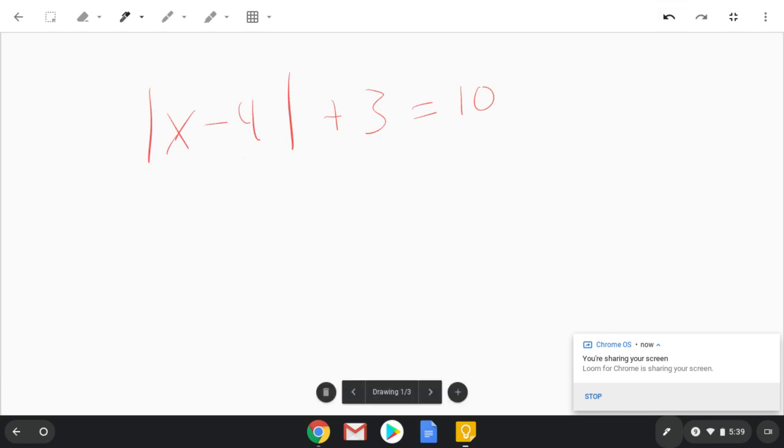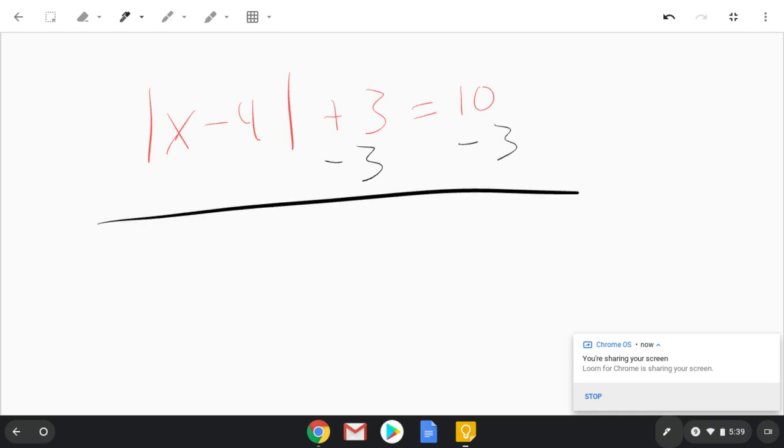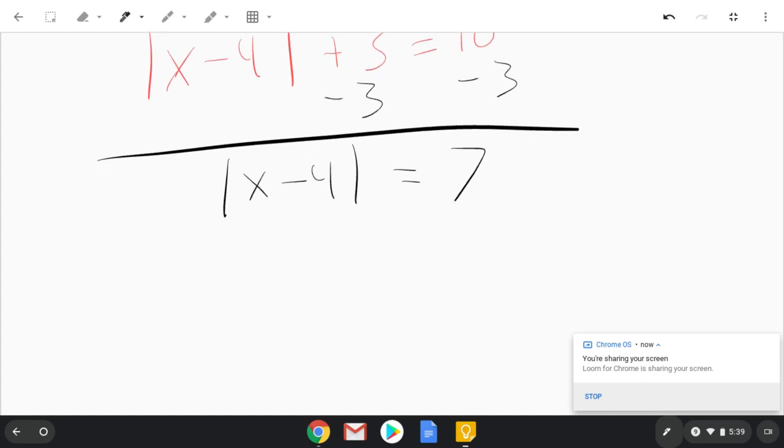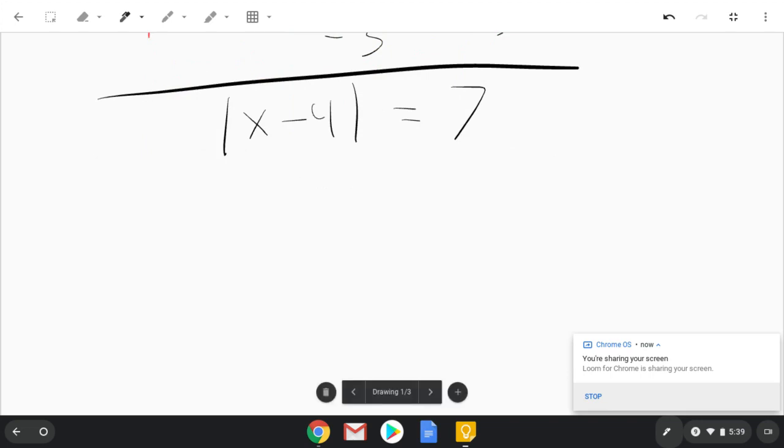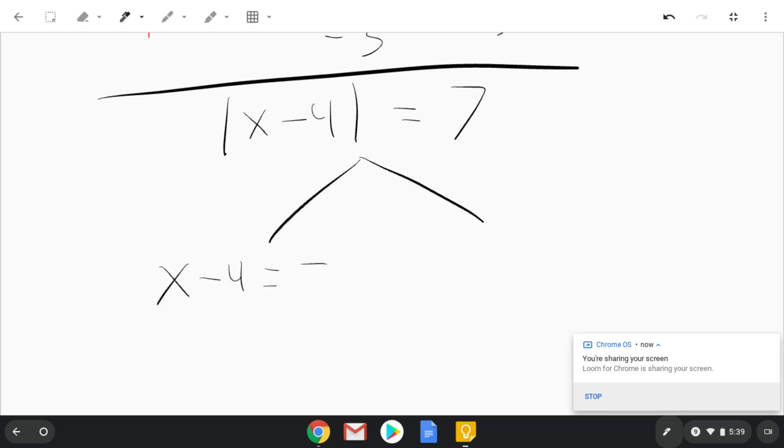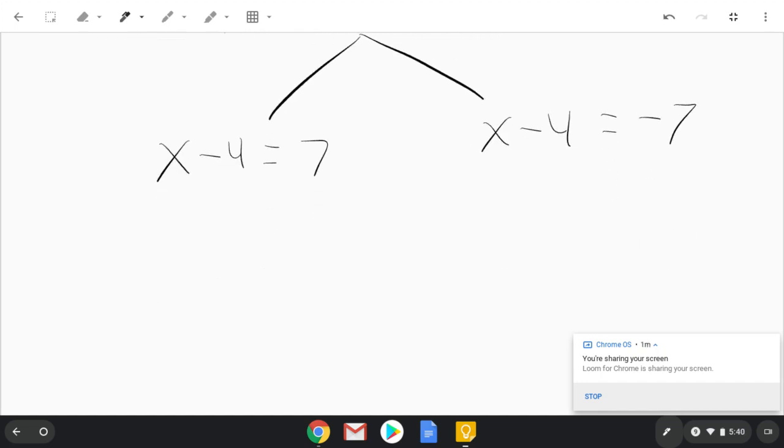So all we have to do in this one is just subtract 3 from both sides, and we'll get the absolute value of x minus 4 is equal to positive 7. Now that the absolute value is by itself, we can break it into those two cases. The case where x minus 4 is equal to 7, and the case where x minus 4 is equal to negative 7. And then we'll just solve these two.